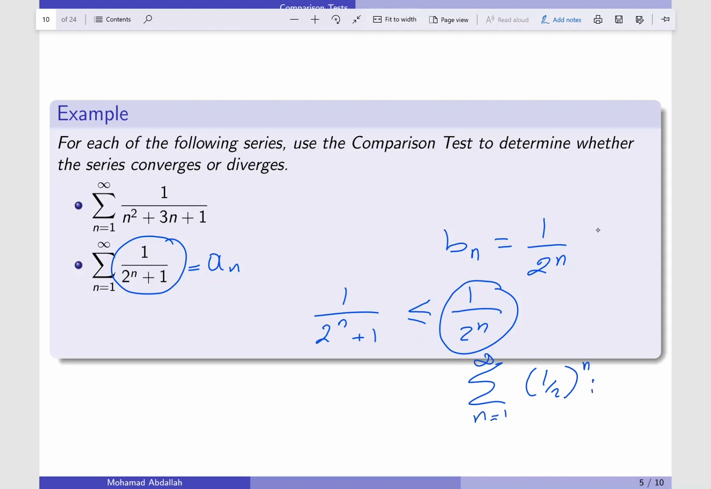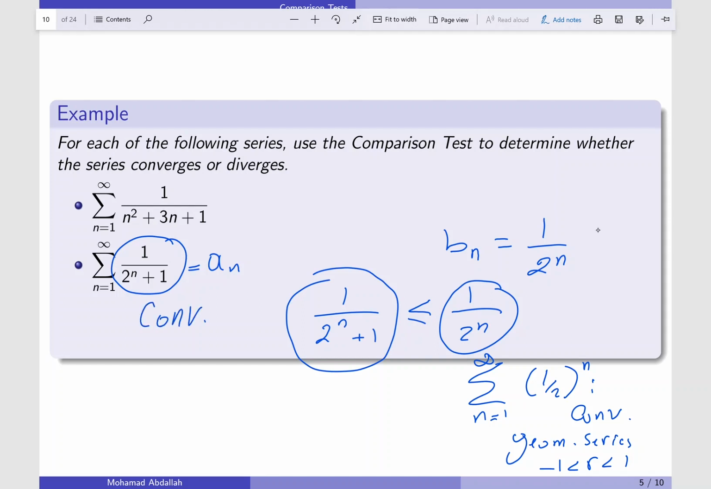So this is geometric. It's convergent as it's a geometric series with ratio r between -1 and 1. R is 1/2. So by the comparison test, the series sum from n equal 1 to infinity of 1 over 2 to the n plus 1 is going to be convergent as well. Okay, I mean, so far things are really easy when I'm comparing.